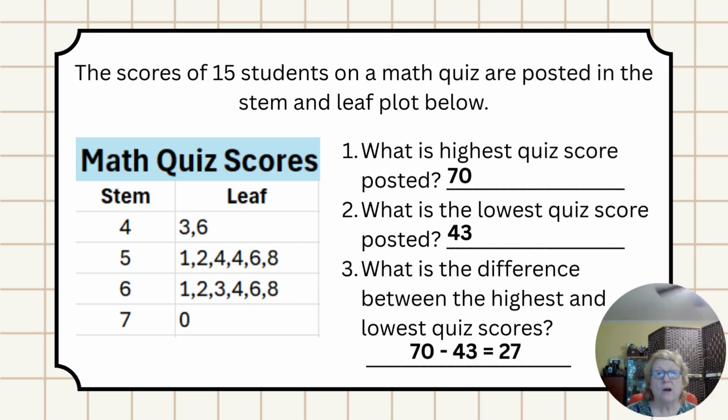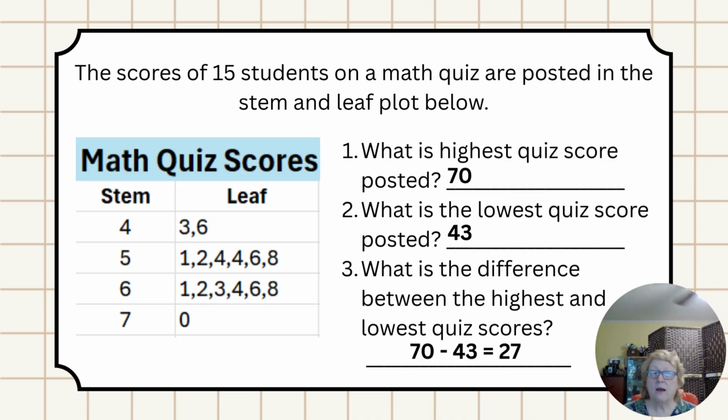Our first question is, what is the highest quiz score posted? All right. Well, the stems are always the first place value of the digit in the number. So which stem has the highest place value digit? Well, you can see that we have a 7. A 7 digit is always going to have a higher value than the 4. So 7 has our highest data point.